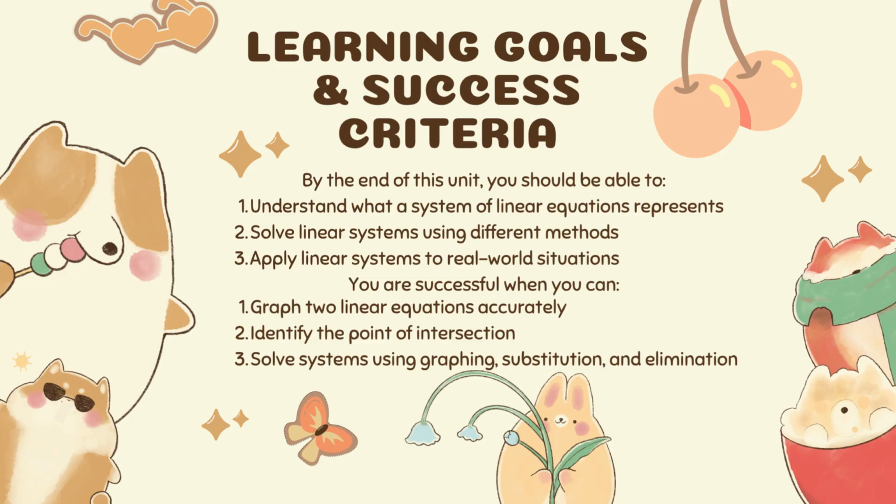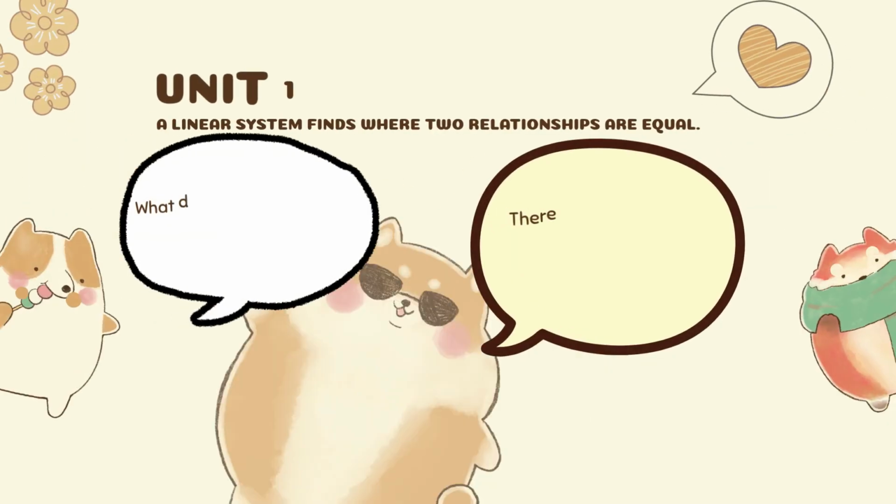Learning goals and success criteria. By the end of this unit, you should be able to understand what a system of linear equations represents, solve linear systems using different methods, and apply linear systems to real-world situations. You're successful when you can graph two linear equations accurately, identify the point of intersection, and lastly, solve systems using graphing, substitution, and elimination.